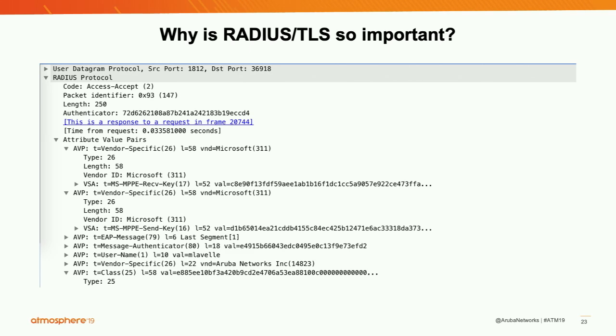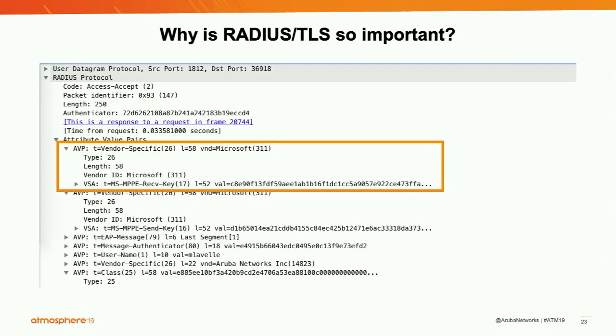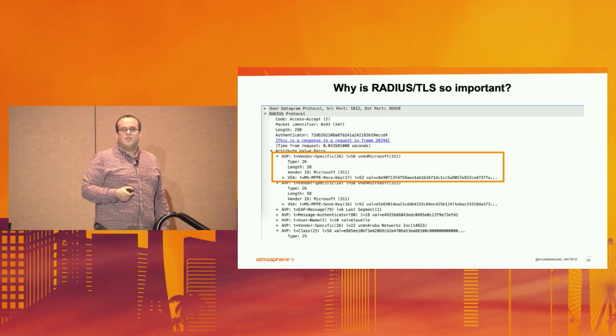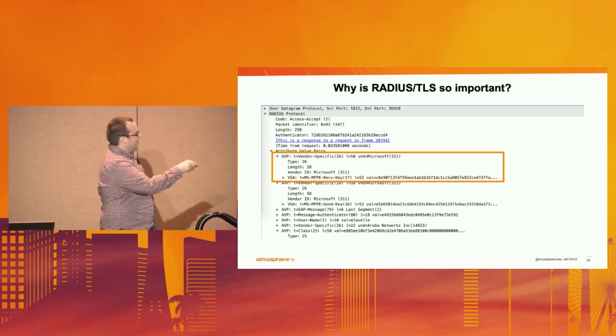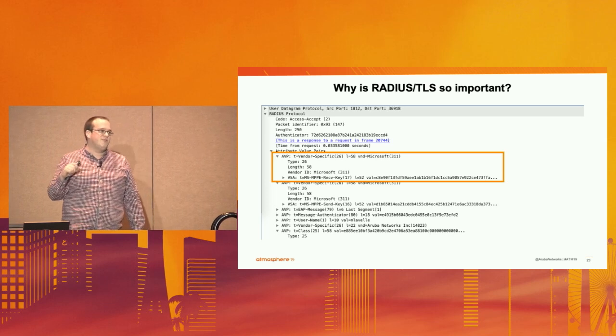That's normally yes, but this is an EAP exchange. Does anyone know what this is? Yeah, this is the key that is actually used to derive the encryption keys used for the client over the air. So if I capture this and I capture the four-way handshake, I can decrypt all of that user's 802.1X traffic over the air.